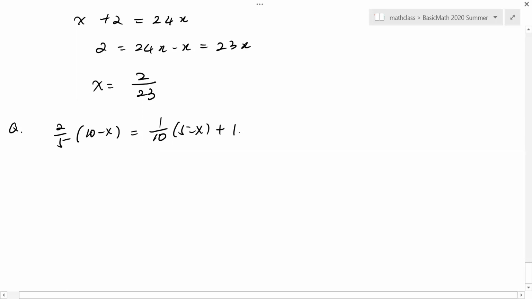So this is still the same type of equations, but with two fractions involved, right? And the best way to do it is to get rid of the fractions, because it's harder to do addition of two fractions.